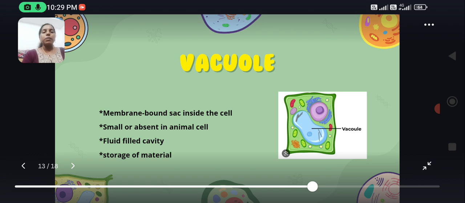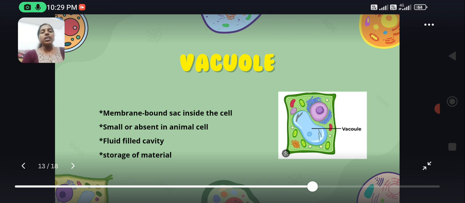Next is vacuole. Vacuole is a specialized and very large structure present inside the plant cell. It is a membrane-bound sac inside the cell. They are peculiar characteristics of a plant cell. They are small or absent in animal cell. It is a fluid-filled cavity.